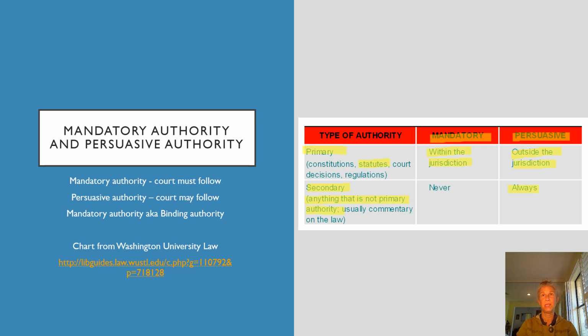So what you'll usually see is they will say they have to rule a certain way, and then it's up to the legislature to change the law if they may not agree with the result. They may say this is a strange result, but we're bound by this authority.